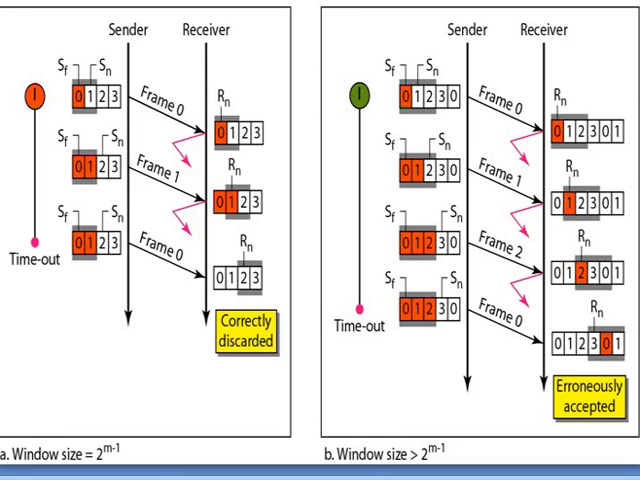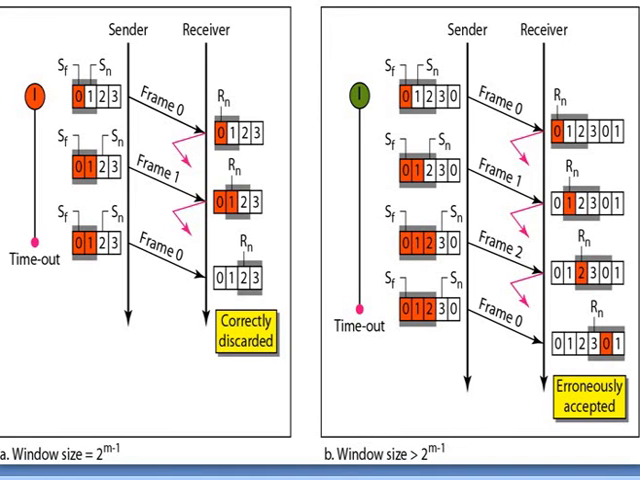When we compare a window size of 2 with a window size of 3 as shown in the next column, if the size of the window is 2 and all acknowledgements are lost, the timer for frame 0 expires and frame 0 is resent. However, the window of the receiver is now expecting frame 2, not frame 0. So this duplicate frame is correctly discarded.